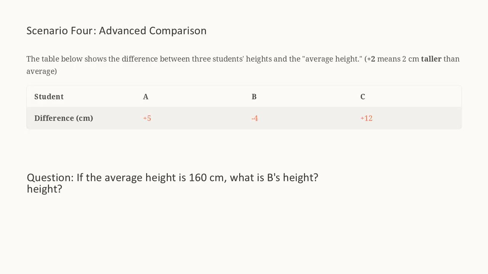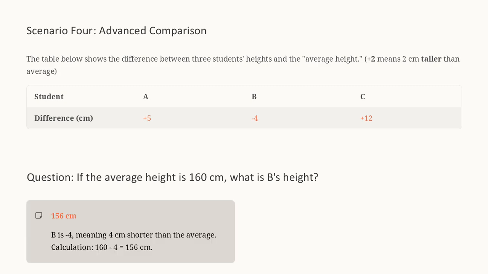We can even use directed numbers to compare things. So check out this table. It's not showing the students' actual heights. Instead, it shows how they stack up against the class average. A plus sign means they're taller than average, and a minus sign, well, you guessed it, they're shorter. So with that information, do you think you can figure out student B's real height? We know the average is 160 centimeters, and we can see that student B's directed number is -4. So what's the final height? And the answer is 156 centimeters. The -4 tells us that student B is 4 centimeters shorter than the average. So all we have to do is take 160 and subtract 4. Boom, 156. Simple, precise, and super clear.